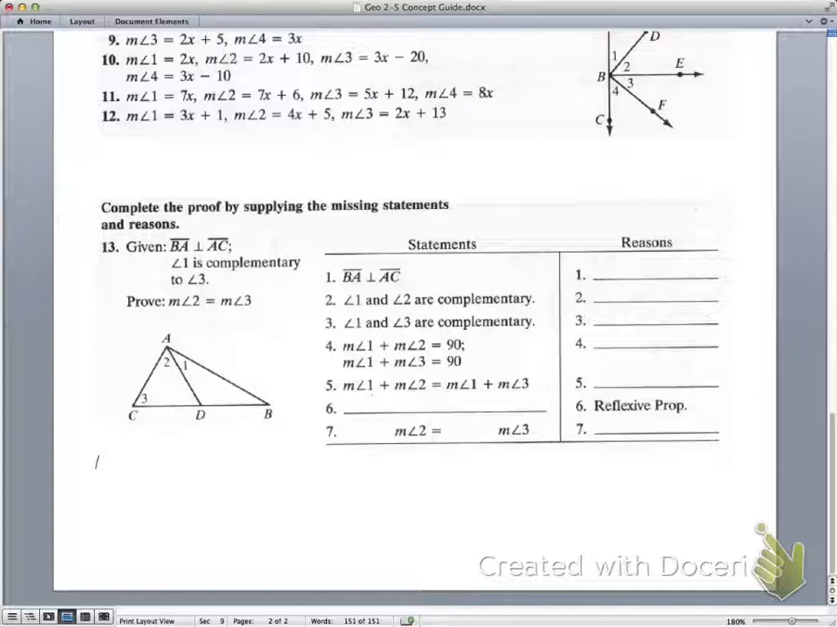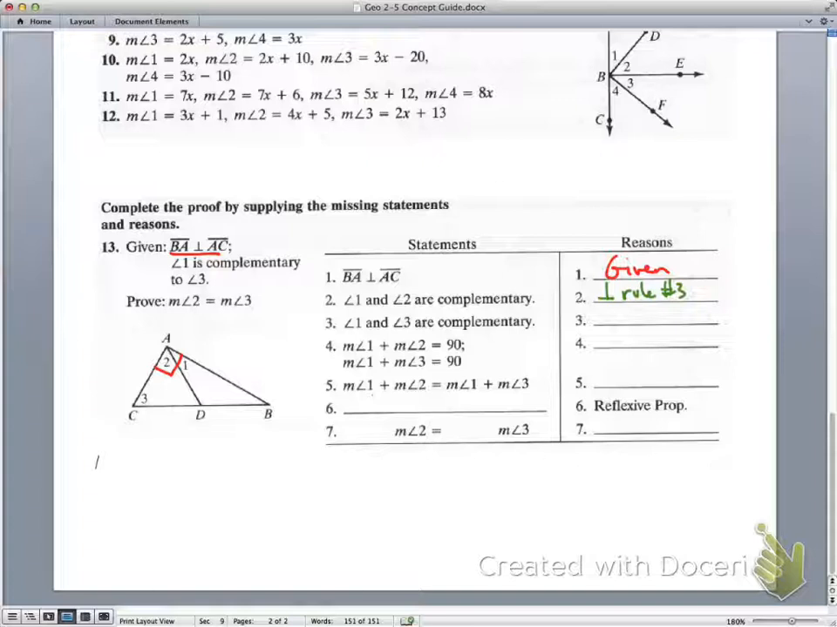Okay, so first, that's given. Mark your diagram if you didn't. So if BA is perpendicular to AC, there is that. So then how do we know that angles 1 and 2 are complementary? That was perpendicular rule number 3. Those two angles are complementary because their sides are perpendicular.